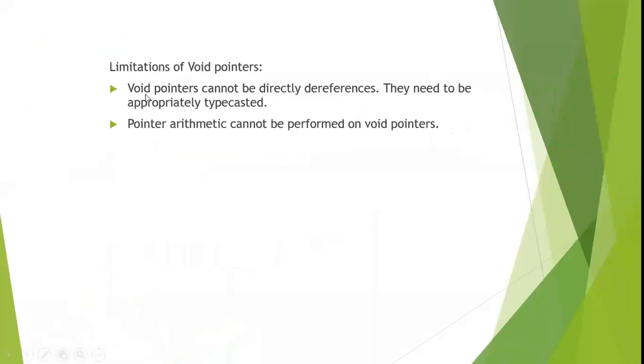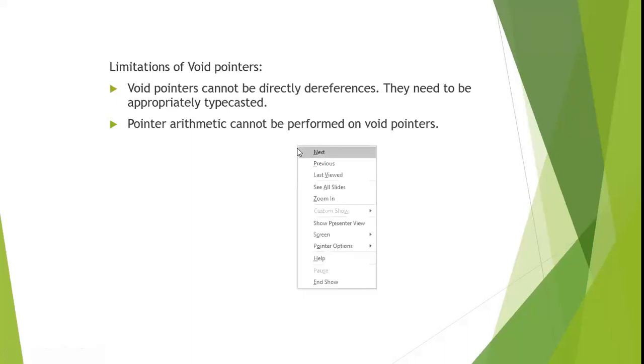Limitations of void pointer. Void pointers cannot be directly dereferenced. They need to be properly typecasted. Pointer arithmetic cannot be performed on void pointers. I cannot perform any addition operation on void pointers because I do not know the data type of the value this pointer is pointing to. If I know the data type, I can do it, but this is a lengthy process which makes the program more complex. So we avoid performing any arithmetic operation on void pointers, right?